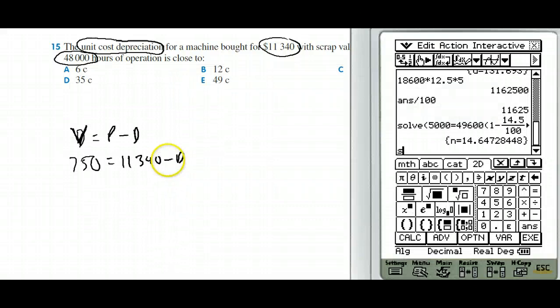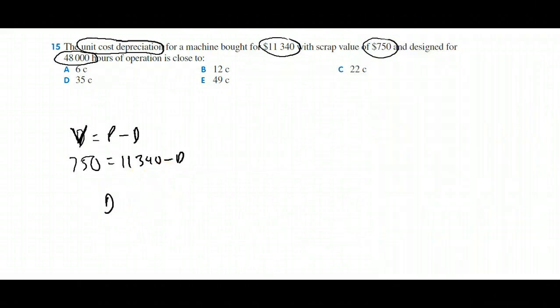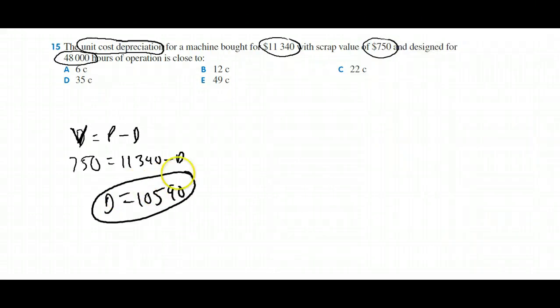So if we solve 750 equals 11,340 minus D, and tell it we're solving for D, we get D equals 10,590. Okay, so that's the amount of depreciation that has occurred.